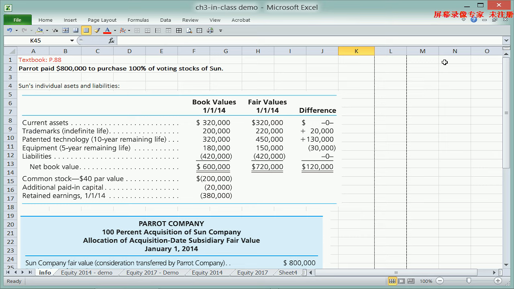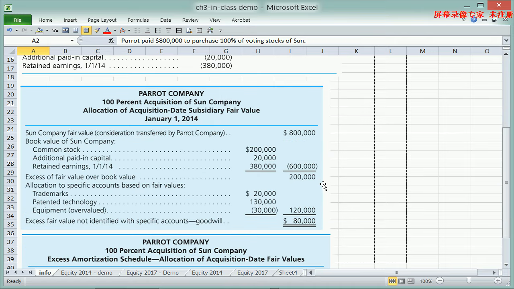In Chapter 3, we are dealing with the parent company acquiring 100% of a subsidiary, and the consolidation occurs after the date of acquisition. Let's use a case from textbook page 88. The parent paid $800,000 to purchase 100% of the subsidiary, and the subsidiary has some assets and liabilities whose fair values are different from the book values.